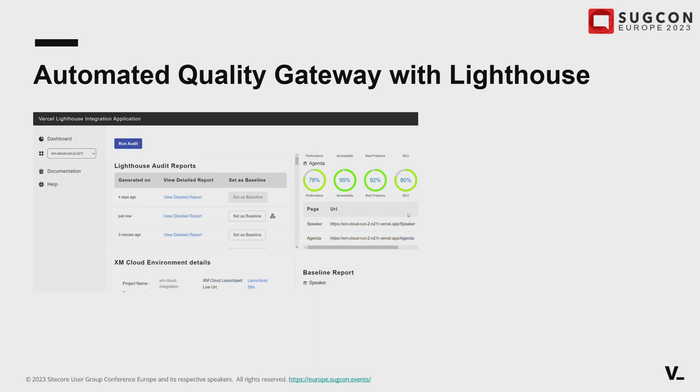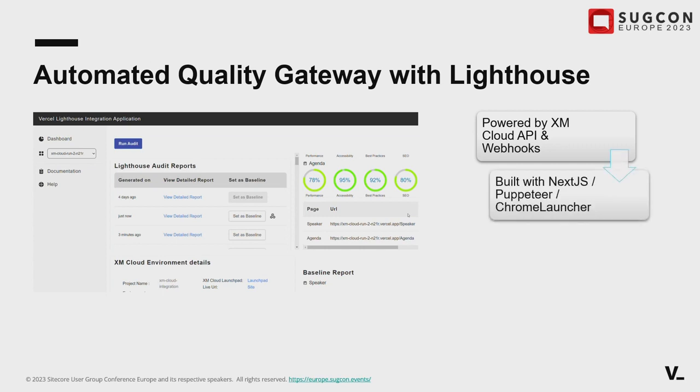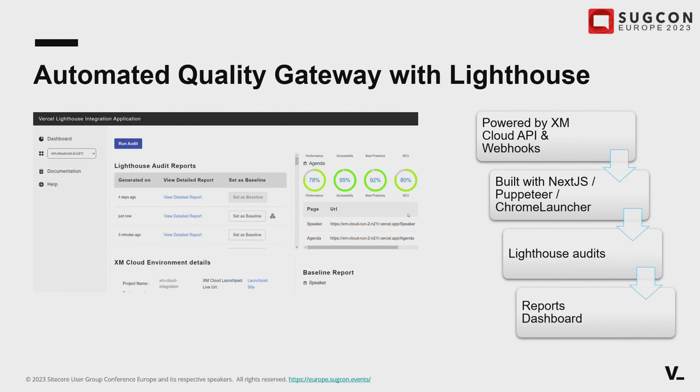Now let's look at the demo app. We are calling it an automated quality gateway with Lighthouse. It's powered by XM Cloud API and Webhooks, based on a session you got a glimpse of. It's built on the Next.js framework. It uses Puppeteer and Chrome Launcher, because we need to spawn the Chrome browser to run the Lighthouse reports. And then obviously it's going to run Lighthouse audits and has a fancy little dashboard to show the results.